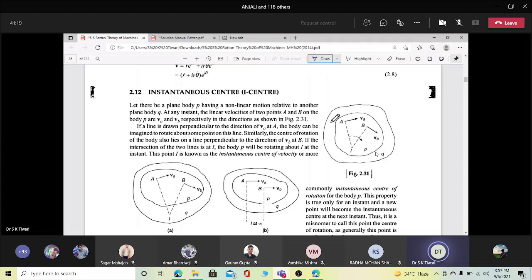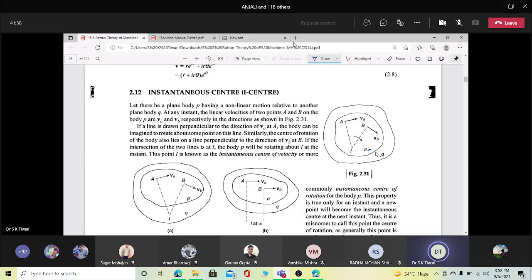Okay, now with the help of this particular figure, I'm going to explain the eye center. As you can see on the screen, there is a plane body P having a non-linear kind of motion with respect to the body Q. This is the body Q. Non-linear means जैसे आप सर्दी लगती है तो अपने हथेली एक दूसरे के ऊपर रख के रगड़ते हो, उस तरह का मोशन है.